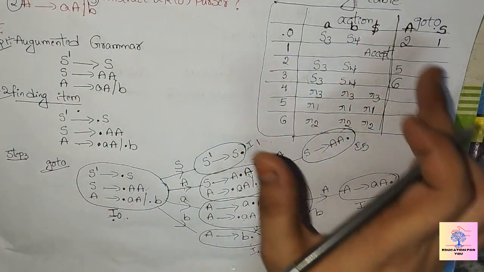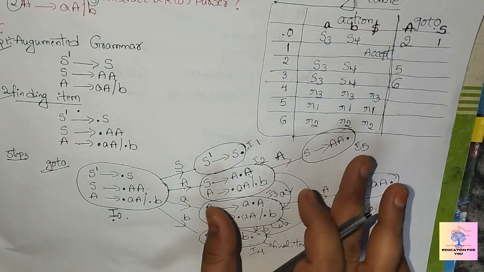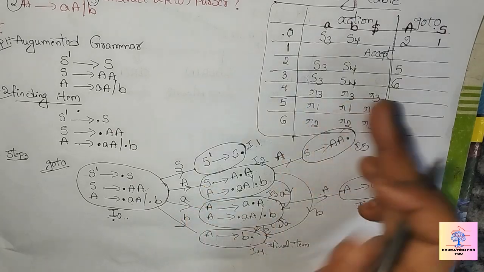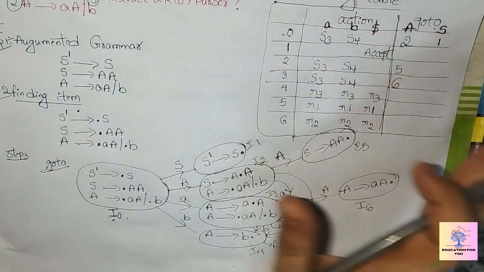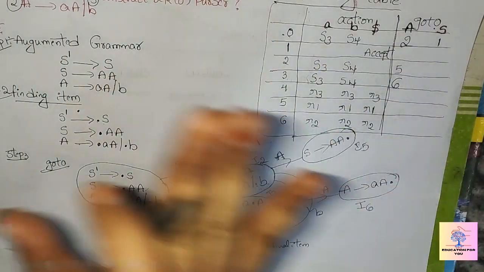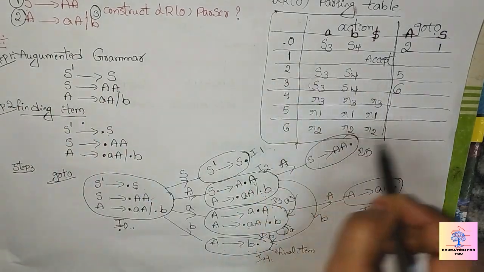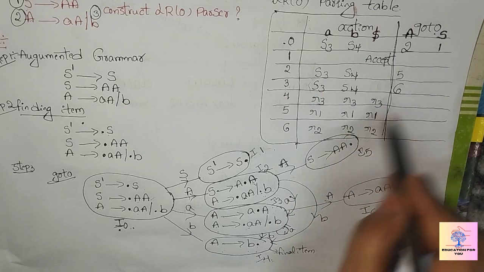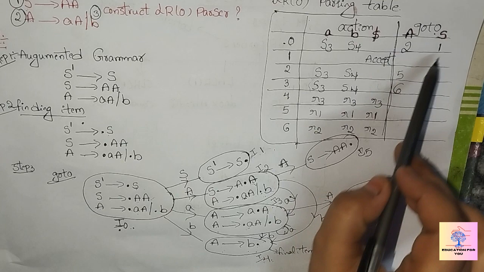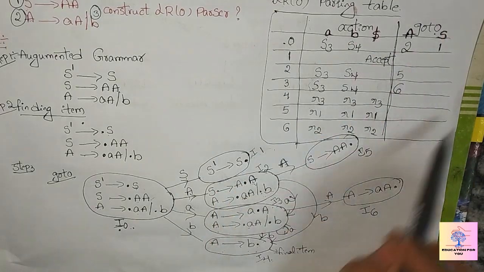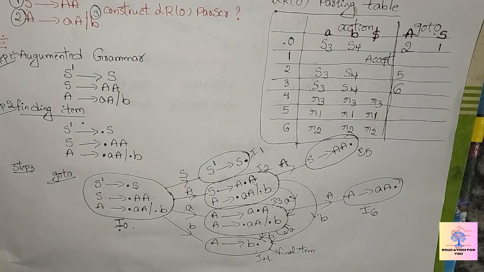Now check that each and every cell contains only one state. If it has more than one state in a cell, then it is not called an LR0 parser. This grammar is not LR0 grammar. But here, if you observe, all the cells are filled with only one shift, only one reduction, and here also only one state. So this grammar is called LR0 grammar. Okay, hope you understand. Thank you.